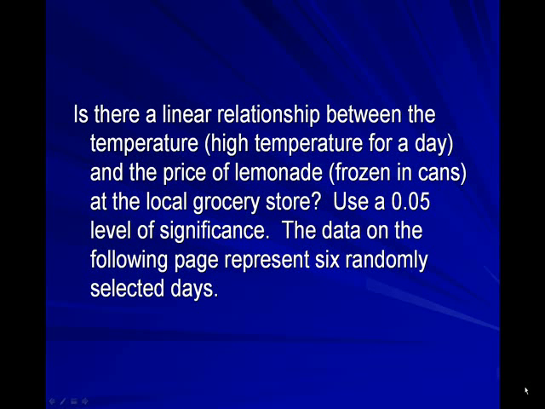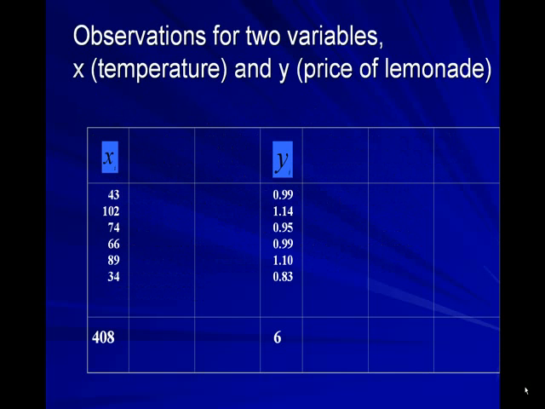So in this problem, we want to know if there's a linear relationship between temperature, more specifically the high temperature on a particular day, and the price of lemonade at the local grocery store. So here's the data from 6 randomly selected days. We have the temperature, 43, 102, 74, and so on, and then the price of frozen lemonade on those particular days. I've also done the summations here.